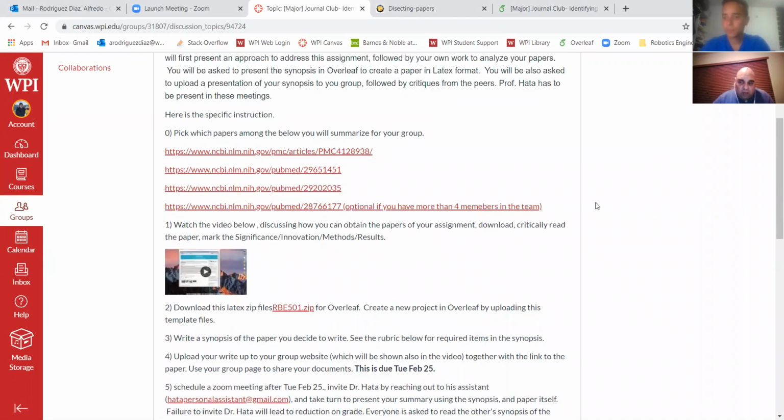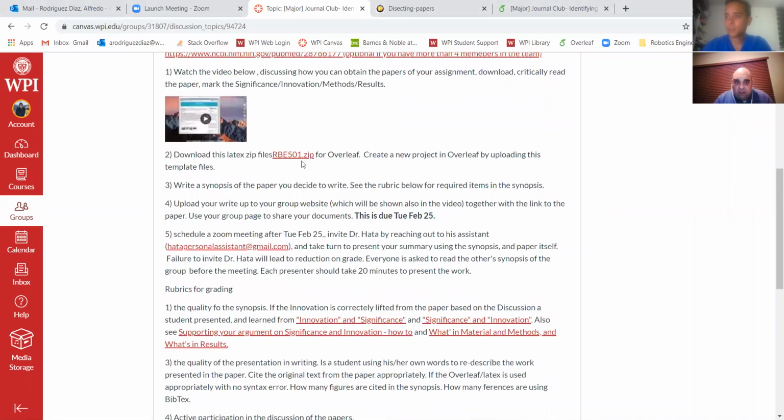Okay, so the goal of this assignment is to write the synopsis. Each one would write the synopsis of their paper, and then we will discuss it and present it. And then we do have the format that was shown by Dr. Hatta in the RBE501.zip, which we are going to use to write the synopsis in.